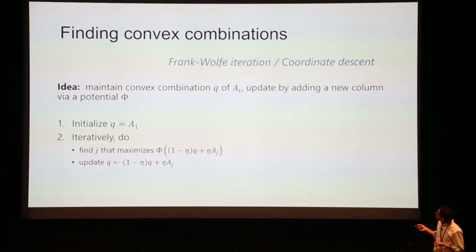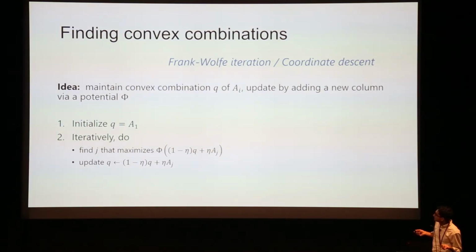And the reason is that this is where Frank-Wolfe iterations come in. Okay, so what is the Frank-Wolfe algorithm? Roughly speaking, it is the following. It's an iterative algorithm where at every step you maintain some convex combination of the columns. And at every step, what you do is you add a new column to the mix. So the algorithm typically looks like this.